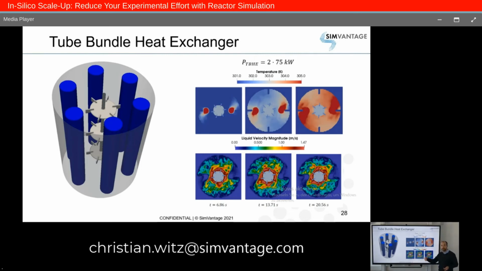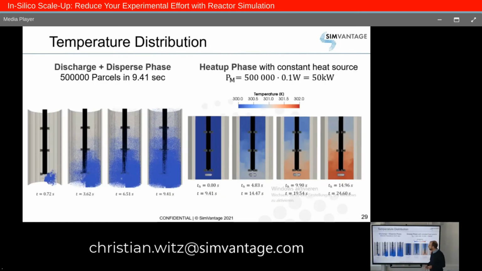These submerged tube bundle heat exchangers are, for example, used in large-scale fermentation reactors. We can simulate up to 250 cubic meters. Those simulations we have already done. And these tube bundle heat exchangers can also be simulated if they cool down or heat up the reactor.